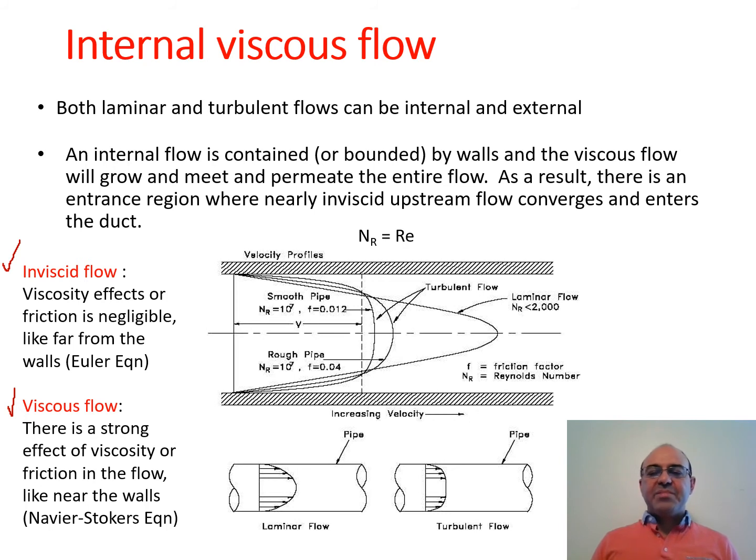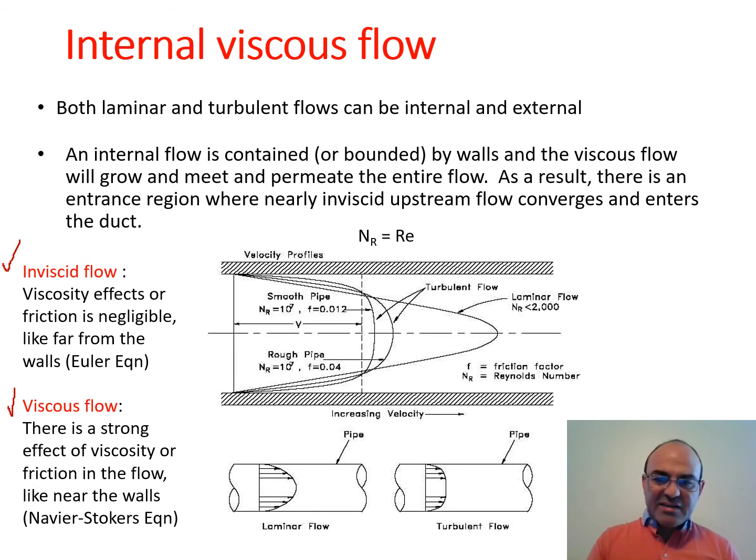In this case, the analysis of the problem becomes much easier, and the Euler equation is the governing equation. So what is the Euler equation? If you look at the Navier-Stokes equation and drop the term which has viscosity in it, then you will establish the Euler equation. Viscous flow: in a viscous flow, there is a strong effect of viscosity or friction in the flow, like near the walls. So in this case, the full Navier-Stokes equation governs the flow.